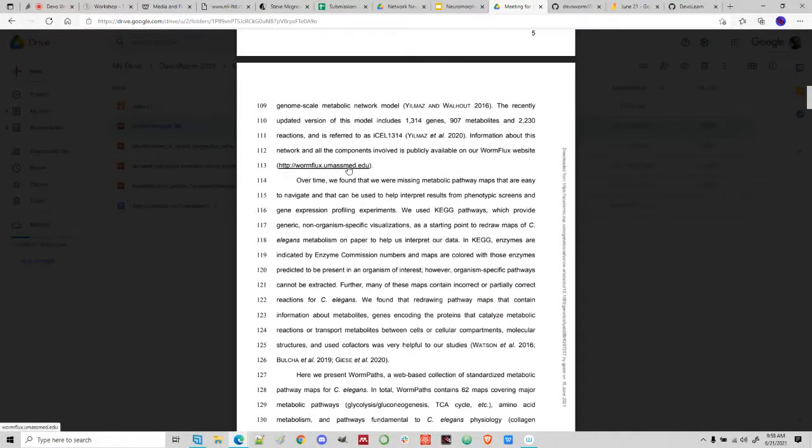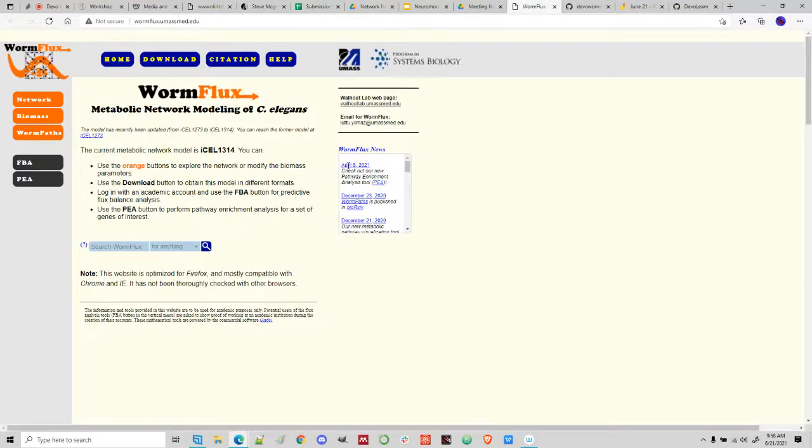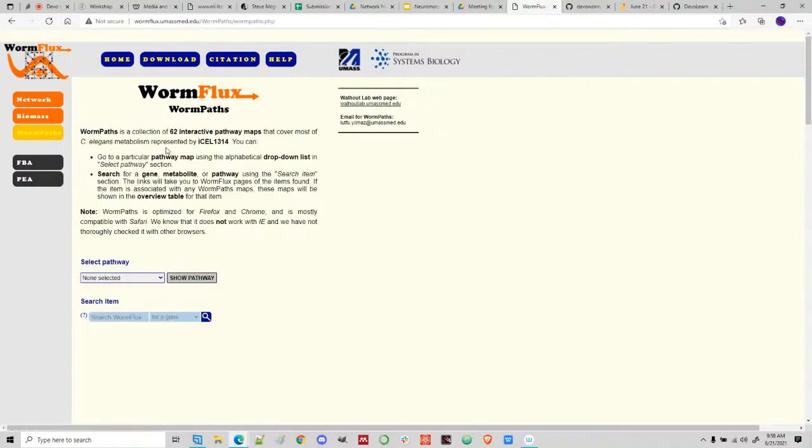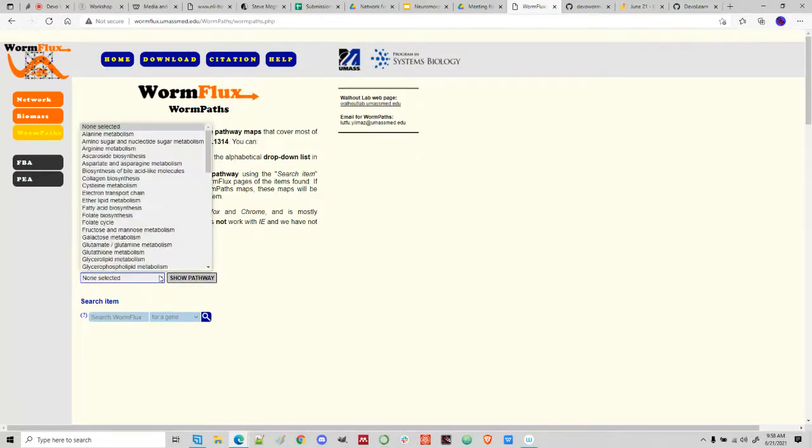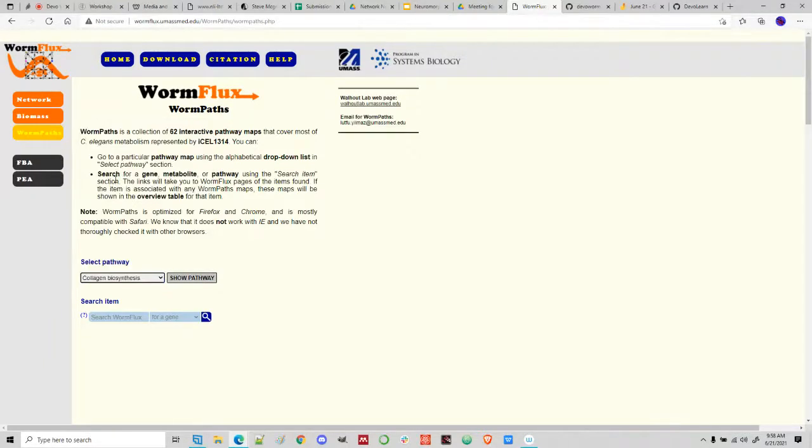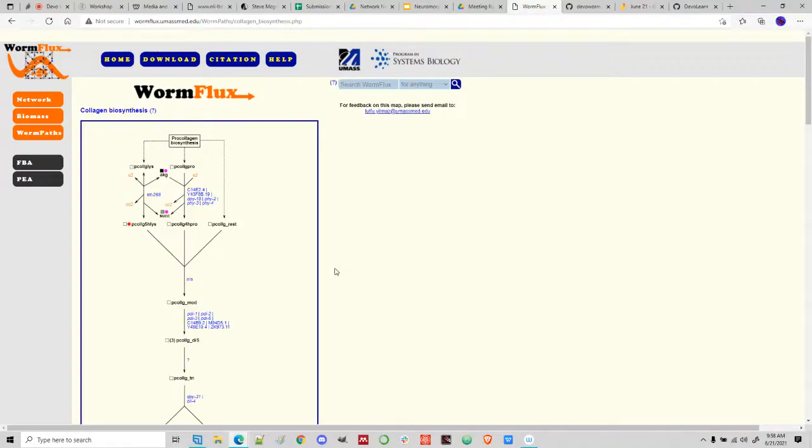And so then this is the WormFlux website. So they have the network here, and they have WormPaths. So they're doing things beyond WormPaths; they're doing this WormFlux project. WormPaths, this is their thing. So they have these different pathways that you can choose from, let's say collagen biosynthesis. So you can see the pathway here.